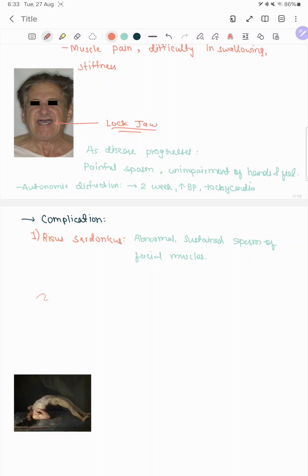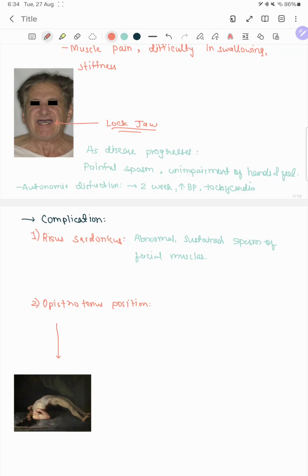And the second is opisthotonus position. The word is a little bit challenging, but it's an important complication which is seen. So what is opisthotonus position? When there is spastic contraction of the extensor muscles, it causes a curved shape of the back. See, so this is opisthotonus position.